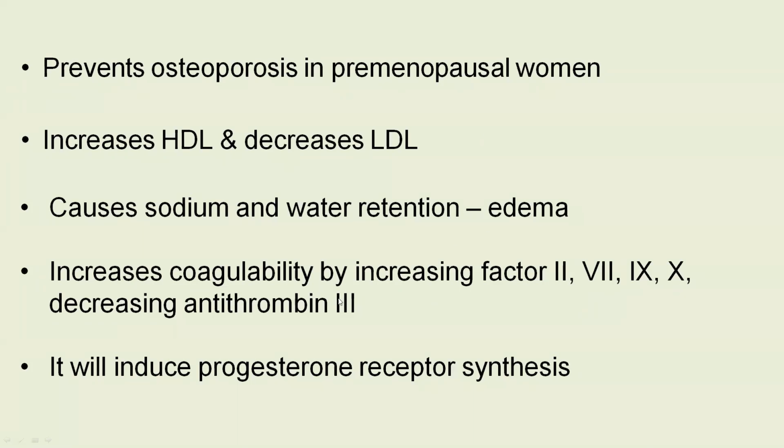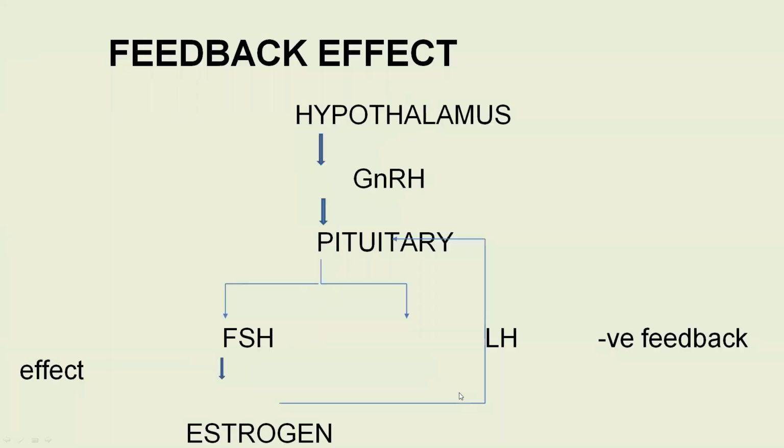It increases coagulability by increasing factors 2, 7, 9, 10 and decreasing antithrombin 3. It will induce progesterone receptor synthesis. In other words, it will increase the action of progesterone because it is increasing the progesterone receptor synthesis. Progesterone has the opposite effect: estrogen increases the progesterone receptor synthesis, whereas progesterone decreases the estrogen receptor synthesis. We will discuss this again in the actions of progesterone. For now, remember that estrogen will induce progesterone receptor synthesis.